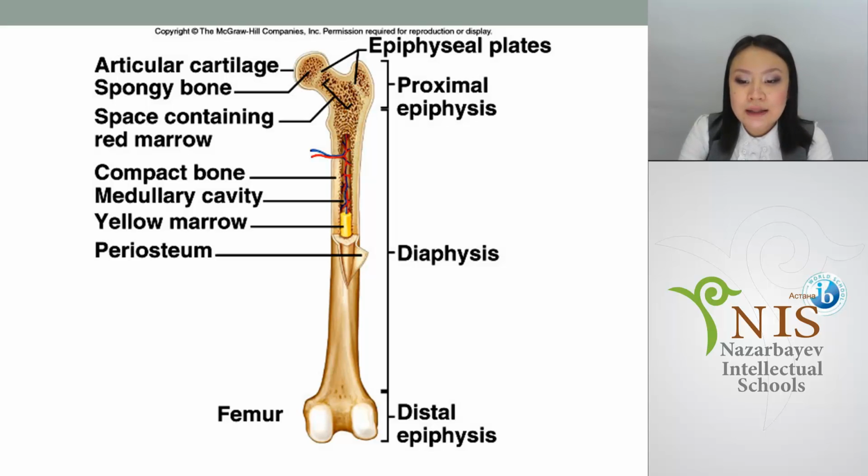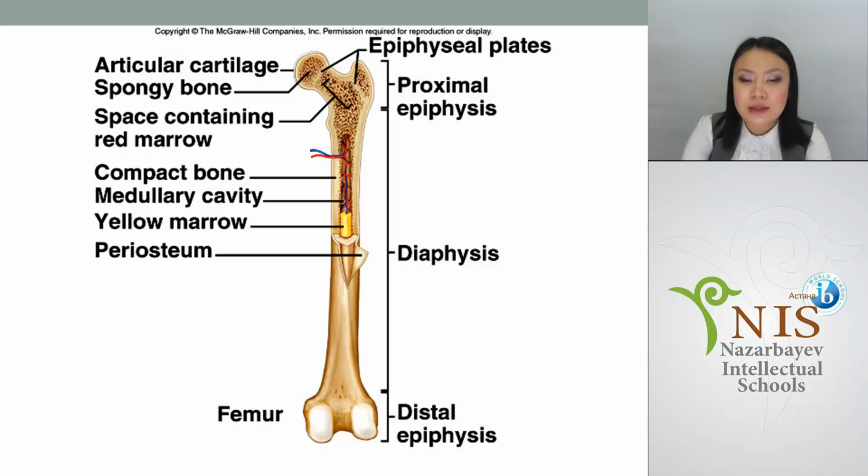If you look at the diaphysis, in diaphysis you see compact bone, a little bit of spongy bone. In the middle you easily see blood vessels and yellow marrow, fat.